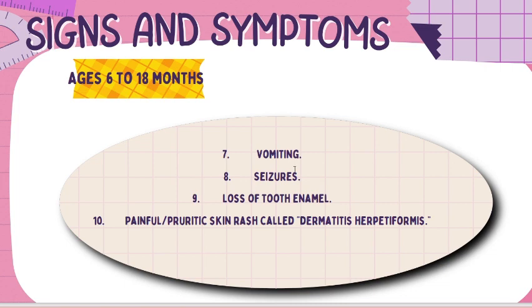Signs and symptoms, ages 6 to 18 months. Number 7, vomiting. Number 8, seizures. Number 9, loss of tooth enamel. Number 10, painful pruritic skin rash called dermatitis herpetiformis.